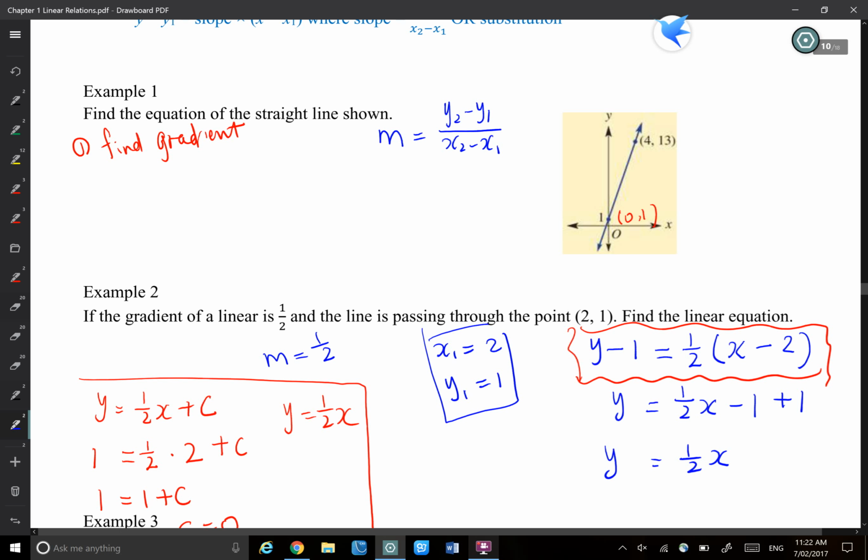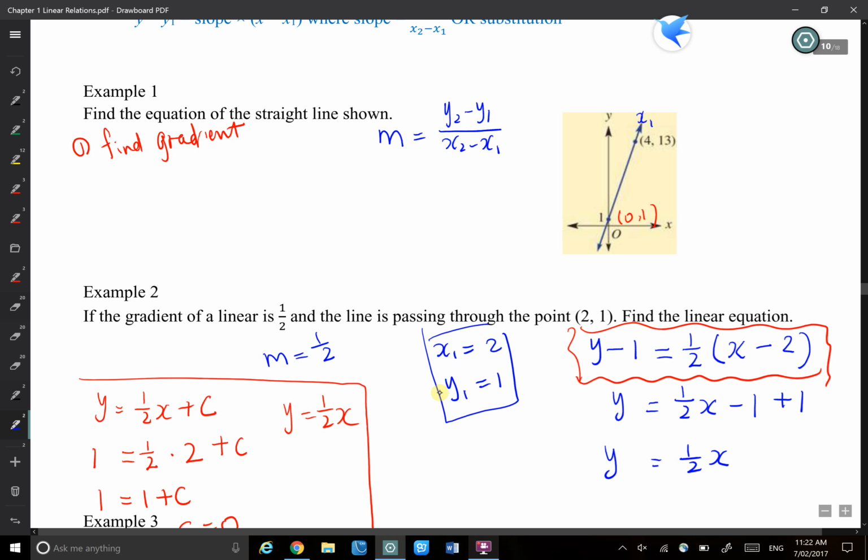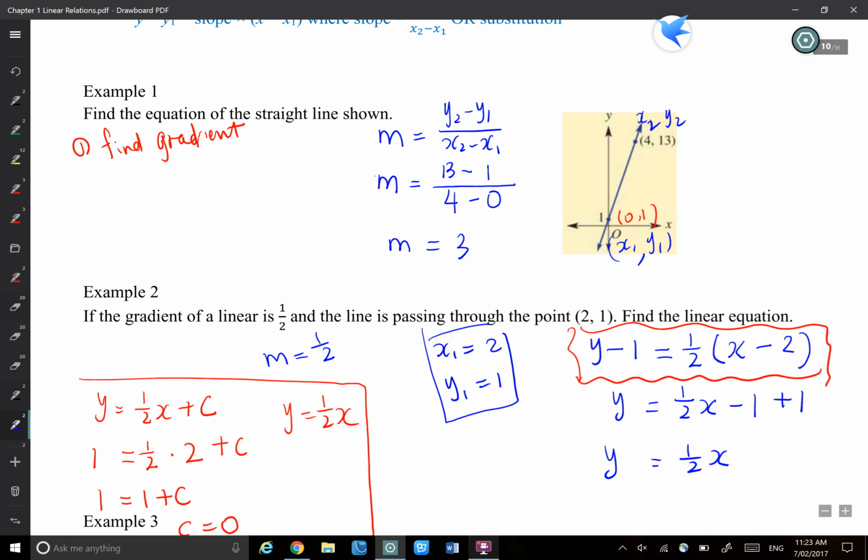Which coordinates are x1, y1 and which are x2, y2 doesn't really matter. You just need to give each coordinate a name. So let's say this is x1, y1, and that's x2, y2. Now I can substitute values in. So the gradient equals y2 is 13 minus y1 is 1 over x2 is 4 minus x1 is 0. So m equals 3. 13 minus 1 is 12, and 12 divided by 4 is 3. So I know the gradient is 3.